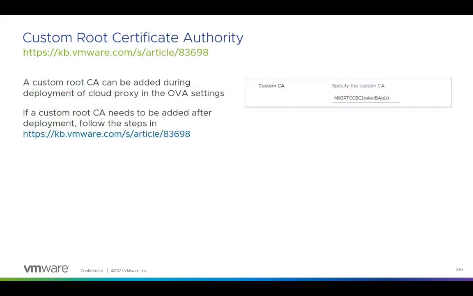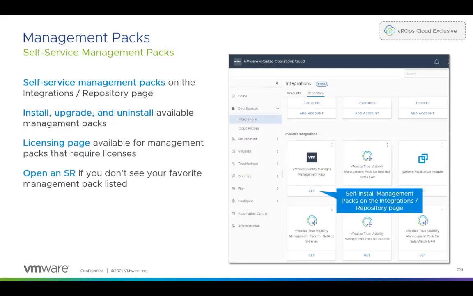You can add a custom root certificate during the deployment of the cloud proxy. It's in the OVA settings. There's a KB here that steps you through that if you need to do it after. So say you just deployed and forgot to do it, and you don't feel like redeploying the cloud proxy, you can just follow this KB to add the root certificate later, after the fact.